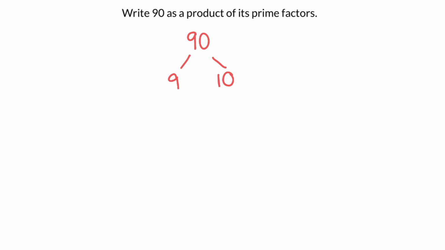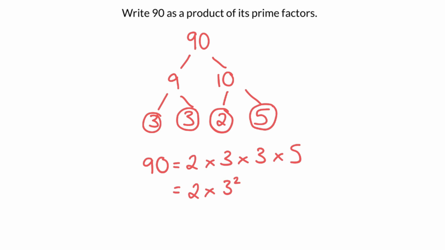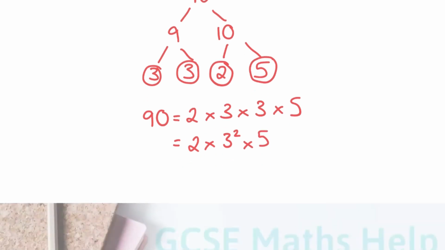Now 9 and 10 are not prime numbers, so we need to split these down further. So I'm going to split 9 into 3 times 3. I'm going to split 10 into 2 times 5. So 3 is a prime number, 2 is a prime number, and 5 is a prime number, so we can say that 90, written as a product of its prime factors, is 2 times 3 times 3 times 5. We can simplify that further to 2 times 3 squared, because we've got two 3s, times 5.